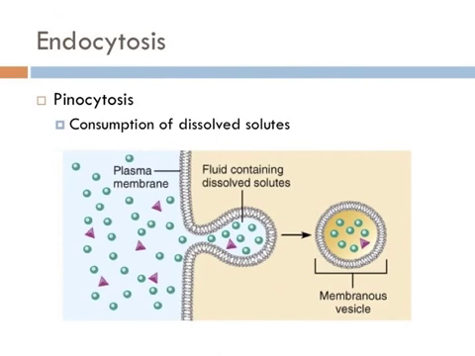Endocytosis is the bringing of stuff into a cell. Endo means in and cytosis means cellular, into the cell. A type of endocytosis is pinocytosis. Pino is Greek for bringing together and cytosis means cellular. So bringing together into the cell. And that's what it is.